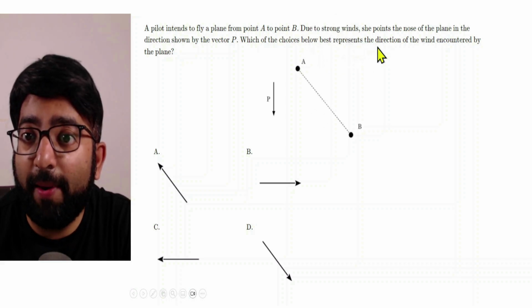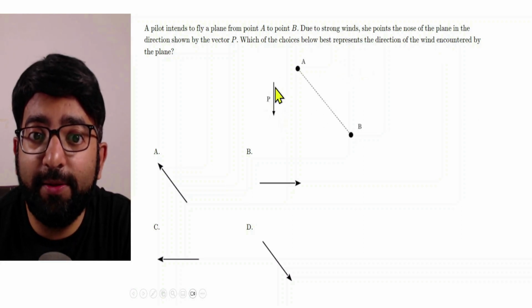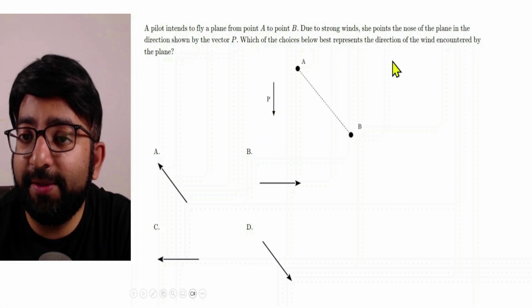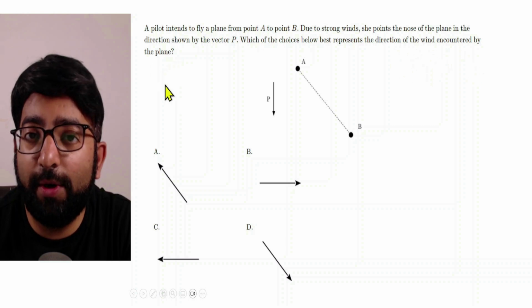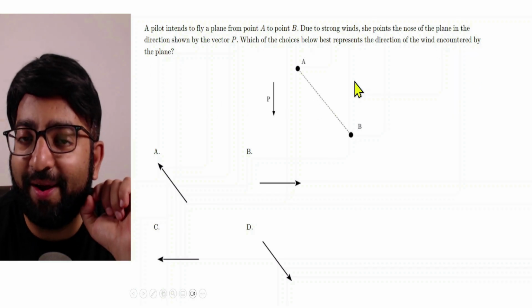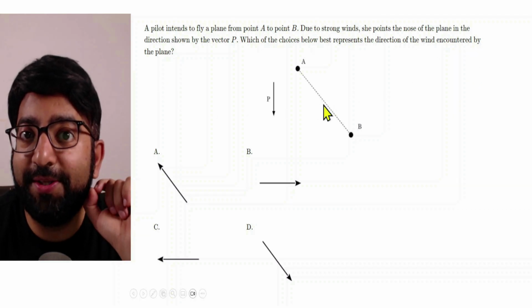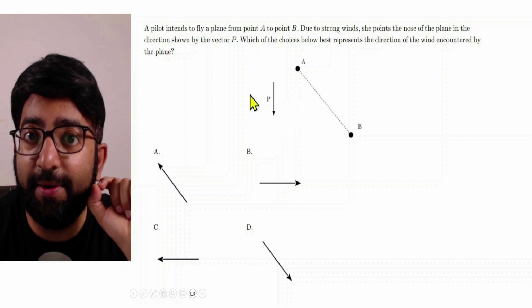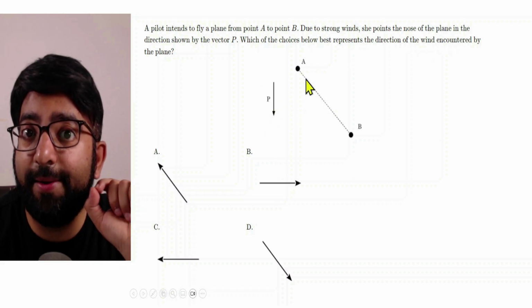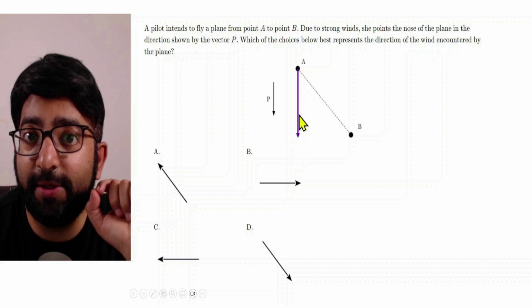And because of that, the pilot points the nose of the plane in this direction, in the downward direction. Which of the choices below best represents the direction of the wind encountered by the plane? So how do we solve that? First, let us draw what the question has given us. P represents the direction in which the nose of the plane is pointed. So it is represented by this arrow.